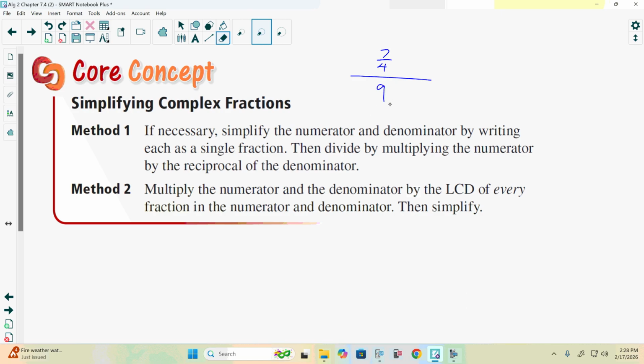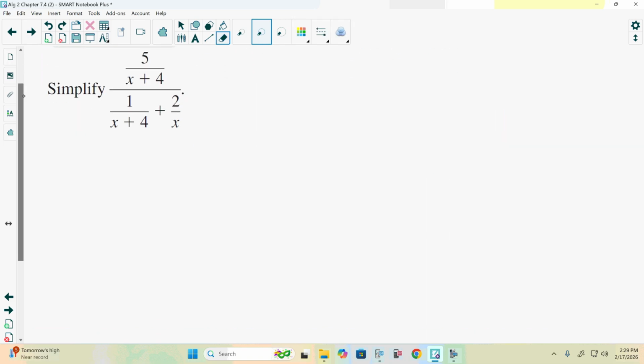this was just 7/4 over 9, we can't leave it this way. Two ways to simplify it. One is we rewrite it so that we have a single fraction on top, single fraction on bottom, and then multiply by the reciprocal of the denominator, or use the least common denominator to simplify this. So for the first one, we're going to do this by both methods.